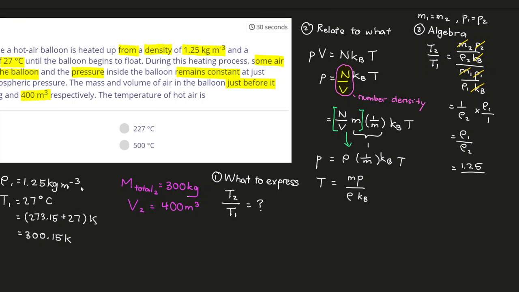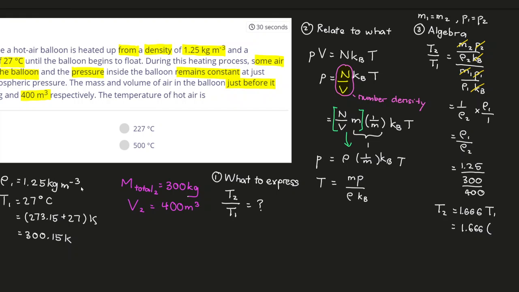To get density, you take the mass divided by the volume. So that will be 300 divided by 400. So with all those things plugged in, we were able to find that the answer is 1.666 T1 equals to T2. So now it's a matter of substituting things inside.